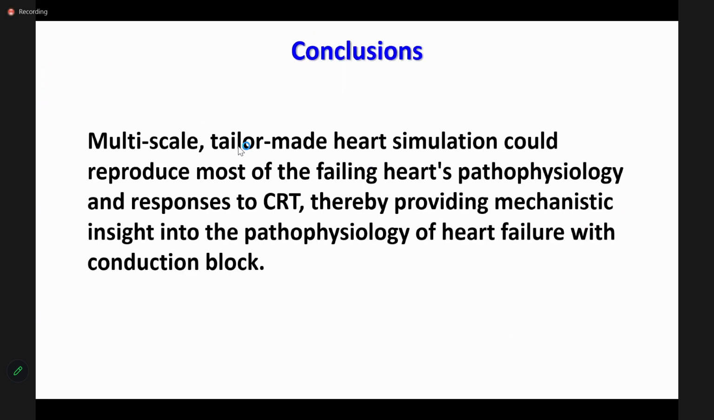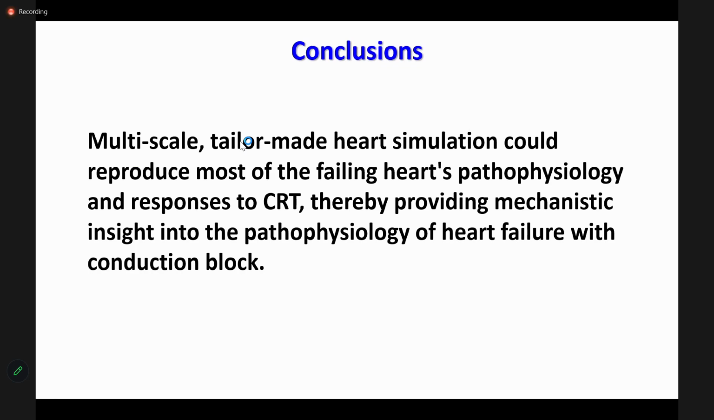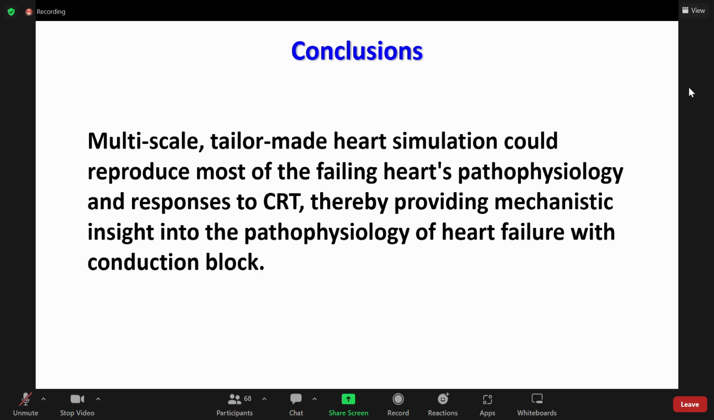We have the conclusions. Multi-scale tailor-made heart simulation could reproduce most of the failing heart pathophysiology and response to CRT, thereby providing mechanical insight into the pathophysiology of heart failure with conduction block. These are collaborators about this work.